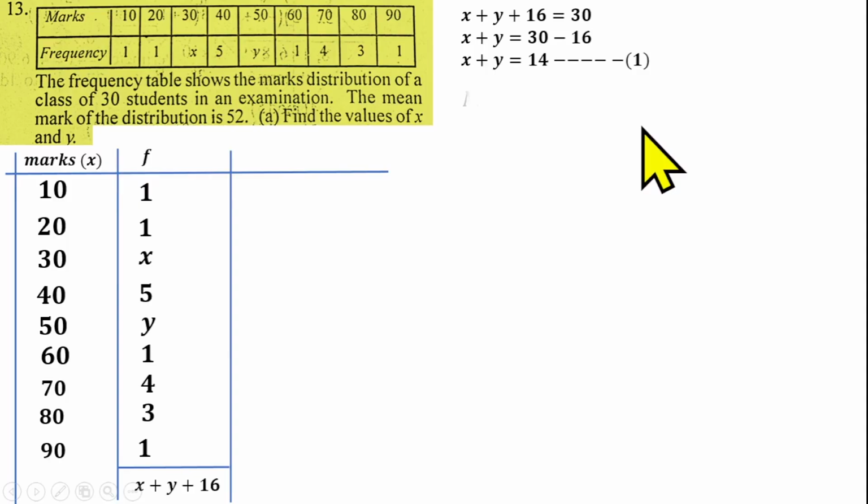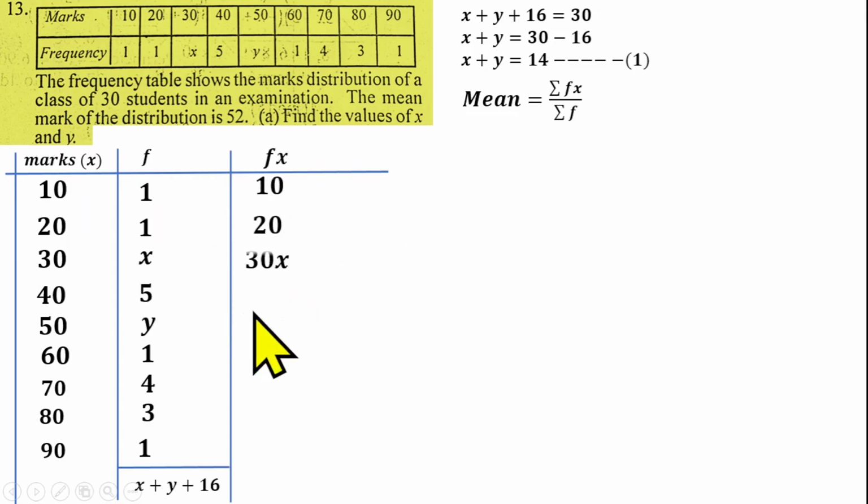So we need to find the mean of this distribution, which is summation fx over summation f. We already have our summation f, which is equal to 30. So we need to compute our summation fx. So that will be 1 times 10, which gives us 10. That will give us 20, 30x, that will give us 200, 50y, 60, then 280, then 240, and that will give us 90.